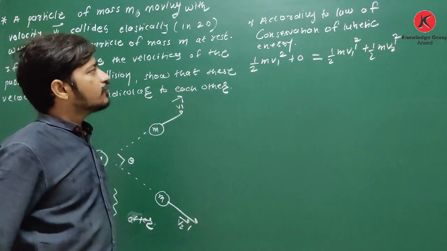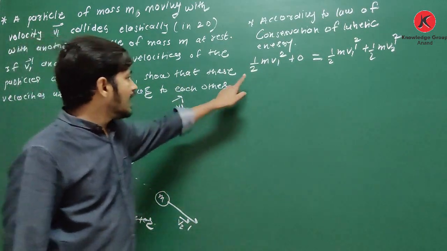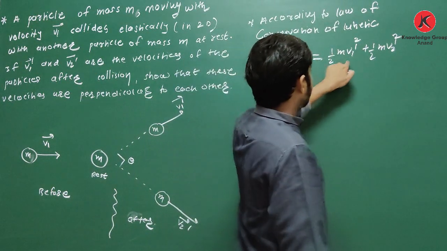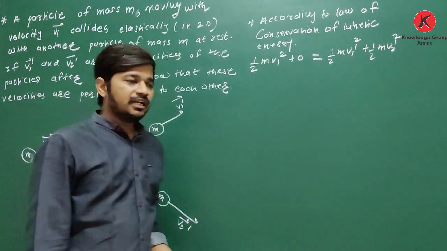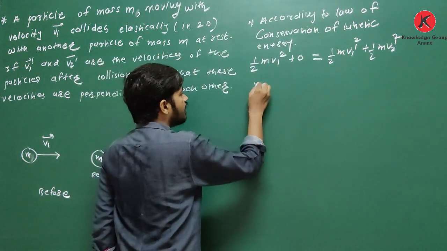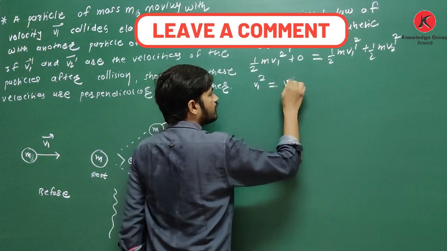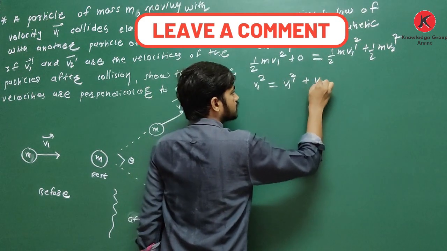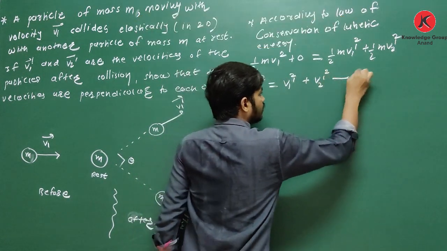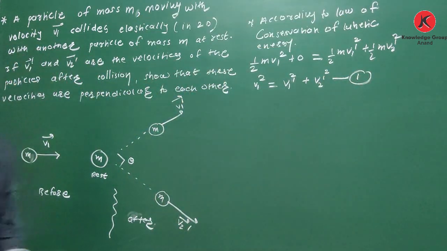So it is according to the law of conservation of kinetic energy. See, half m is common and it will cancel out. So here we will have only v1 square is equal to v1 dash square plus v2 dash square. Equation number 1. Clear about this? This equation is according to the law of conservation of kinetic energy.